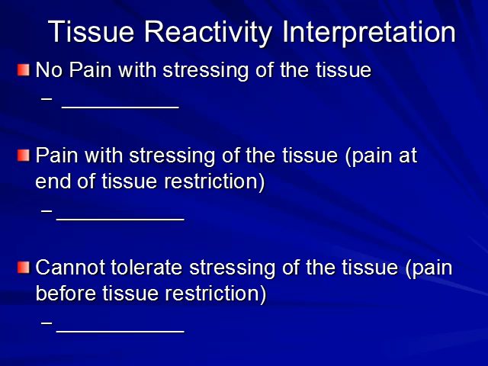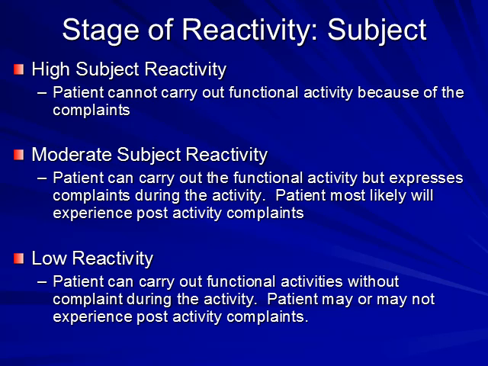So if there's no pain when I reach stress of that tissue, when I maximally stress it, then it's low. If there's pain when I stress the tissue, or pain at tissue restriction, then it's moderate. And if they can't tolerate full stressing of the tissue, like they report pain before the restriction or there's significant guarding, then it's high. I'd say that we're now talking about subject reactivity.